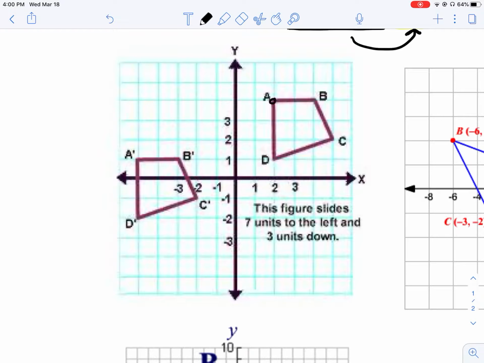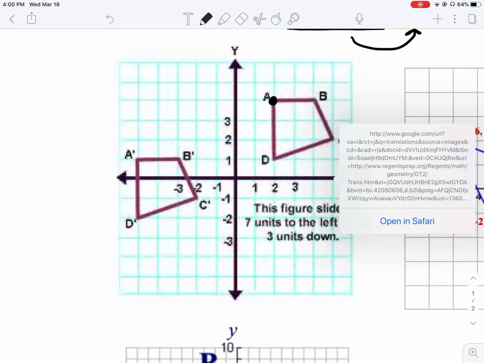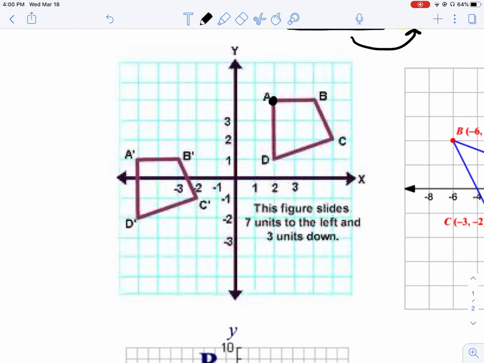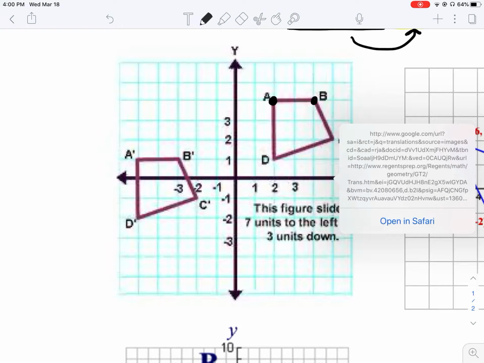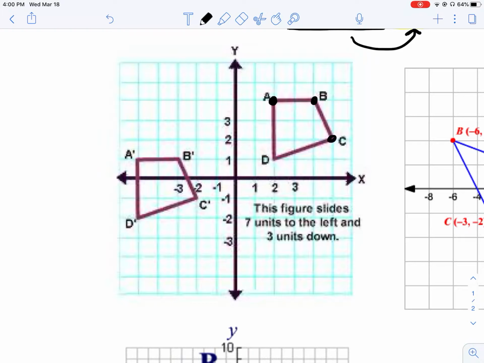If you notice, each one of these corners has a letter: A, B, C, or D. To slide means that I'm getting each one of these points and literally moving it in a certain direction: 7 to the left, 1, 2, 3, 4, 5, 6, 7, and 3 down, 1, 2, 3. And then you see how A now becomes this little A with an apostrophe.